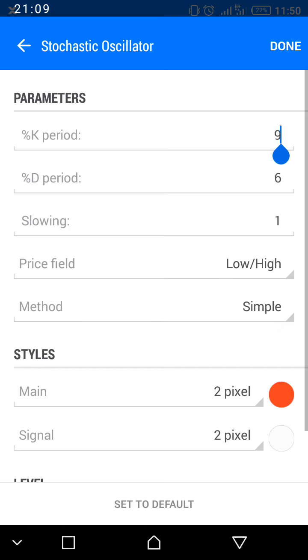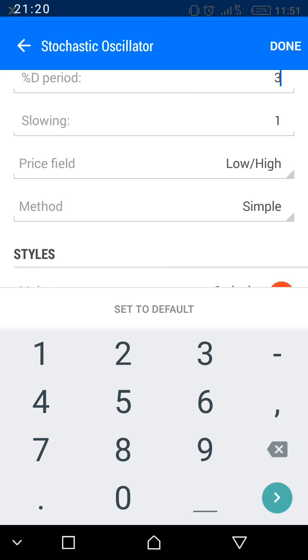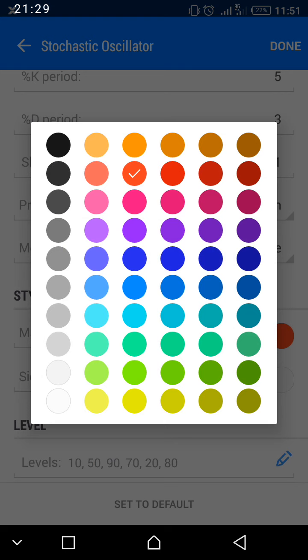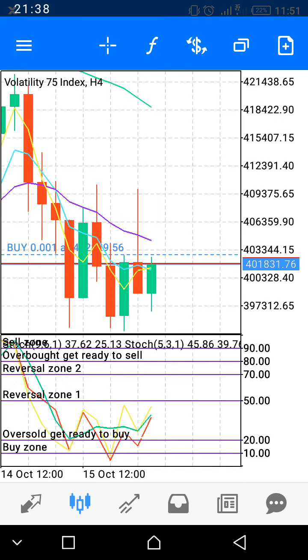Then this time around you change the percentage K period to 5, the percentage D period to 3, then slowing 1. Low high, method simple. Color, the main signal color is yellow and the signal green. And click on done. Voila, this is what you have.